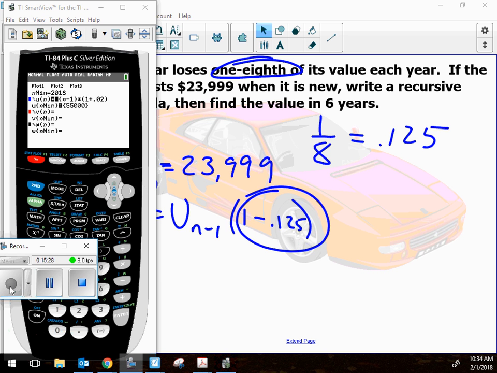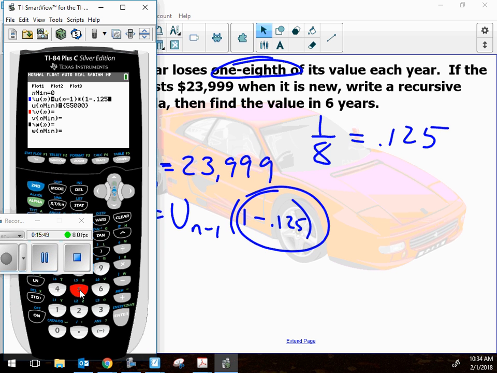Okay, for those that need help putting this in, you would have started with 0 here. And then we have a decay rate, so it's 1 minus. Make sure you changed yours to minus, otherwise the value of your car is growing by accident. 0.125. And then you should have had 23,999 to start.